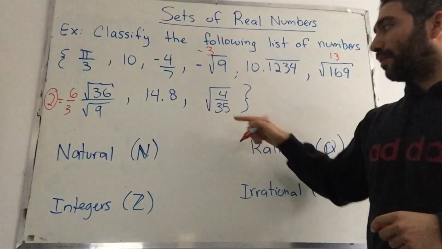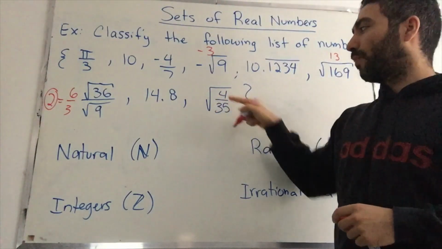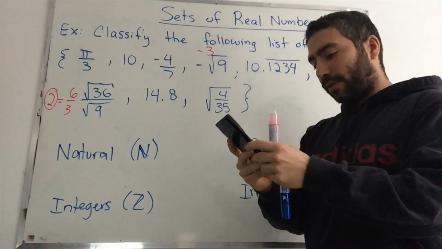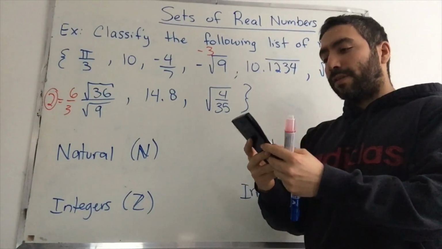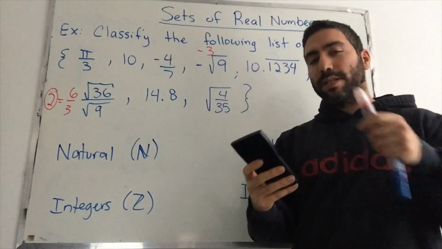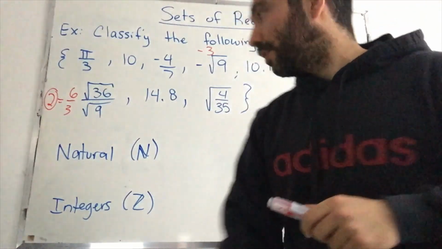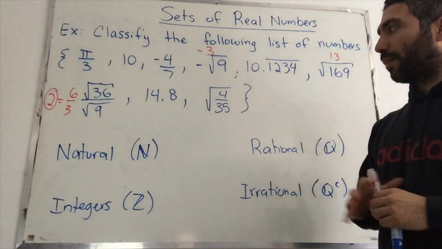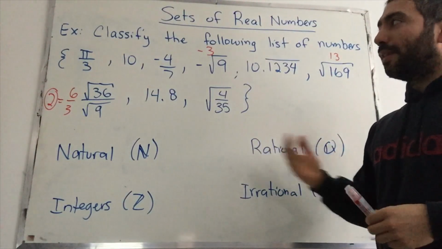14.8, that's fine, there's nothing to do. And then lastly, we have the square root of 4 over 35. So let's do 4 divided by 35, and then take the square root of it. You get 0.338061701, and this is a non-terminating, non-repeating pattern. So there's nothing to do here. Now we're ready to classify.